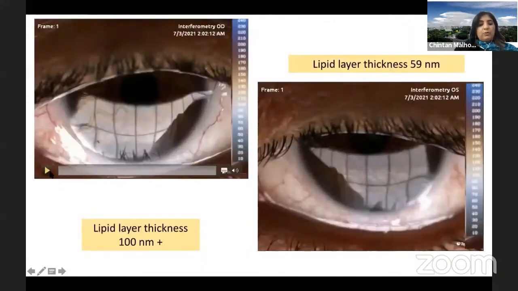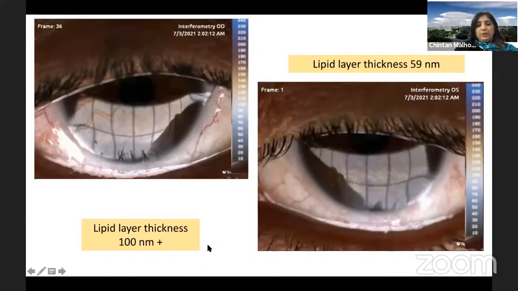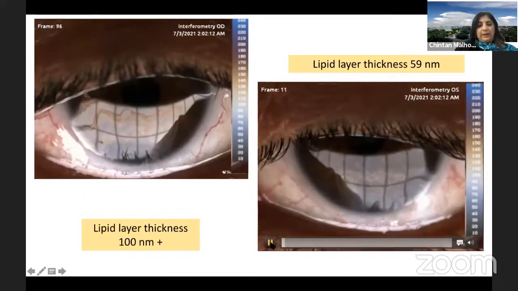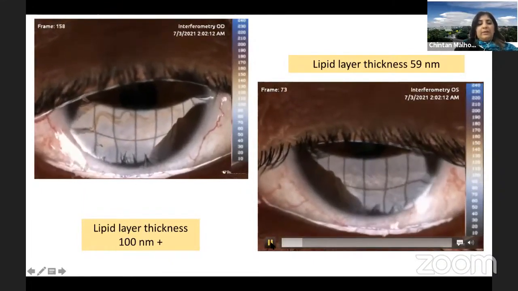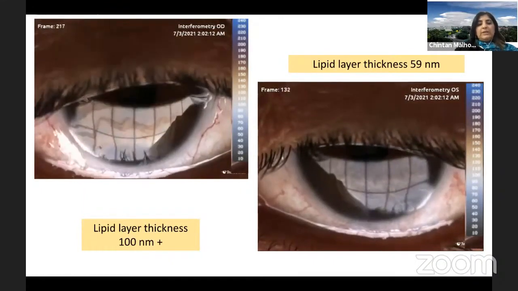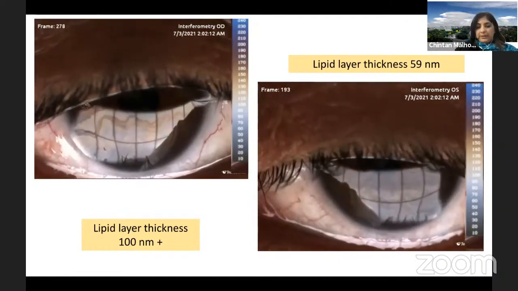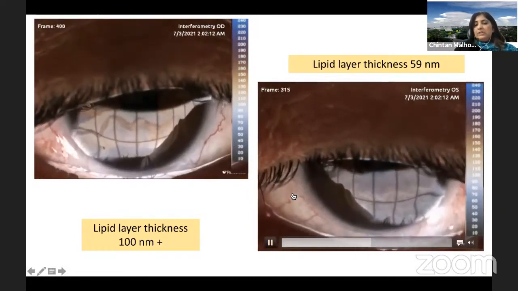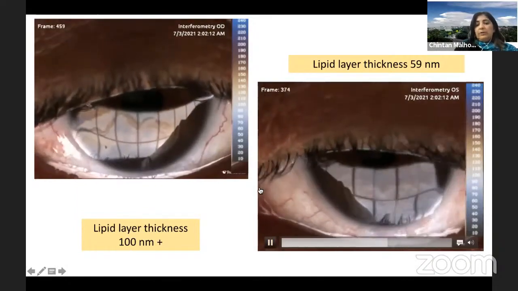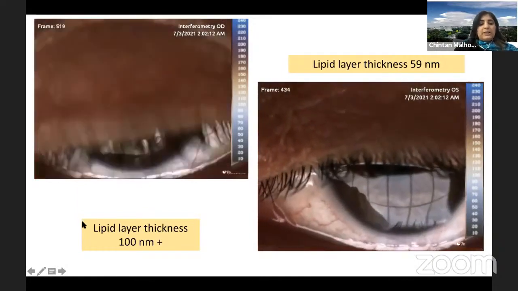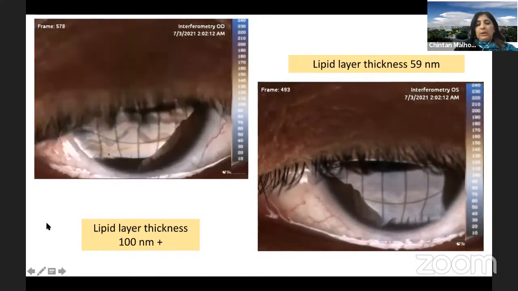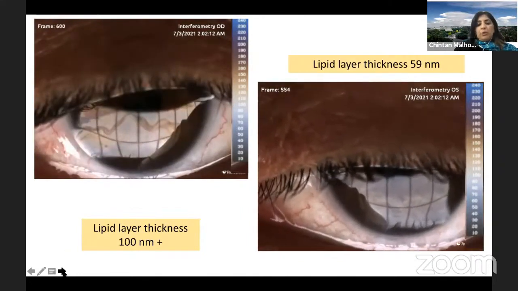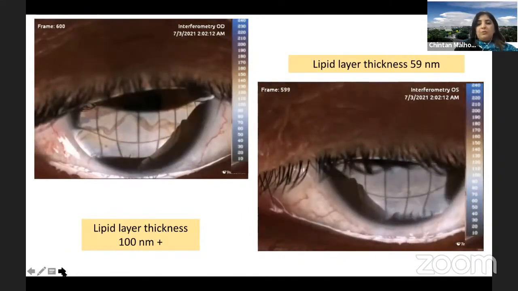And if we go on to looking at the interferometry images of her right and left eye, we can see that in the right eye, where the lipid layer was thicker, we can see a much more colored interference fringe as compared to the left eye, where the fringe is not so much there. It's a kind of a featureless tear film. So this is an extremely useful tool to demonstrate to the patient as well what problem they are suffering from, as well as to follow up the patient.